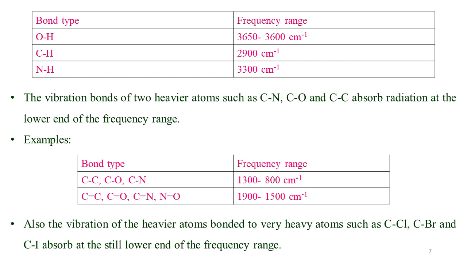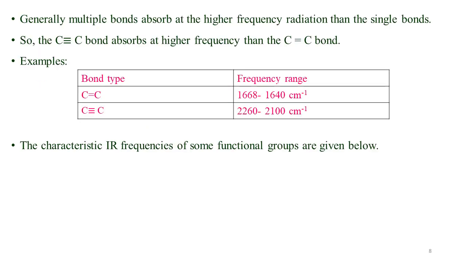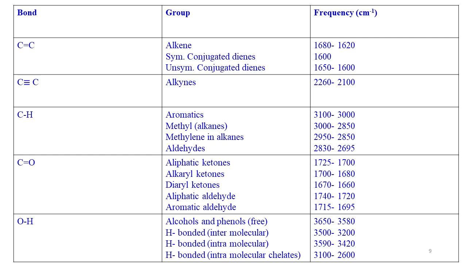Also, the vibration of the heavier atoms bonded to very heavy atoms like C-Cl, C-Br, and C-I will absorb still at the lower end of the frequency range. So they appear at C=C 1668 to 1640 per centimeter, and C≡C will absorb at 2260 to 2100 per centimeter. The characteristic IR frequencies of some functional groups are tabulated. Here the C=C in alkene will have the frequency range of 1680 to 1620 per centimeter.